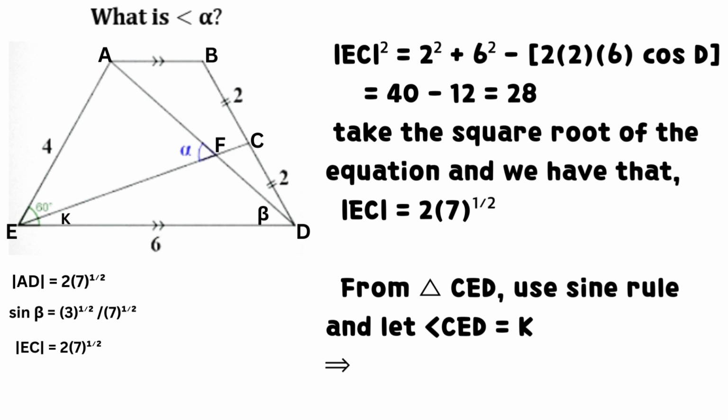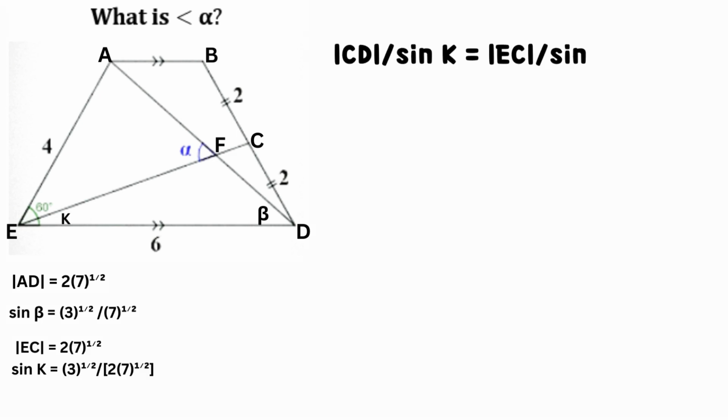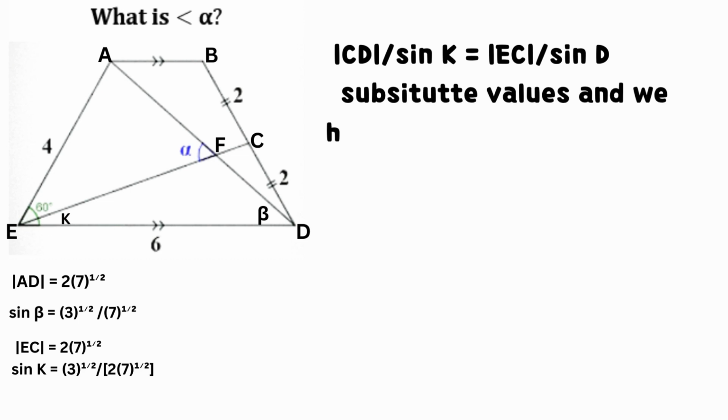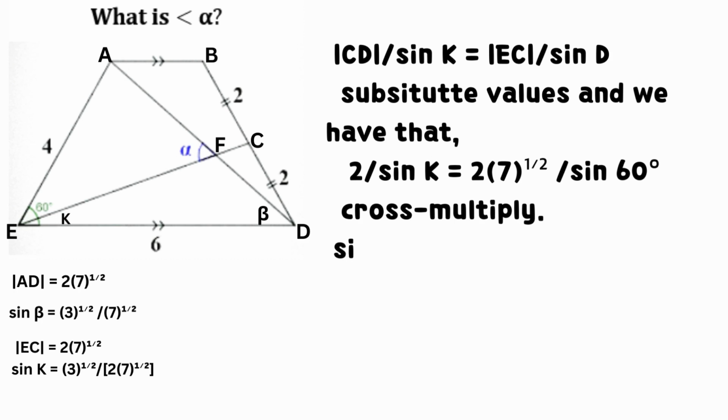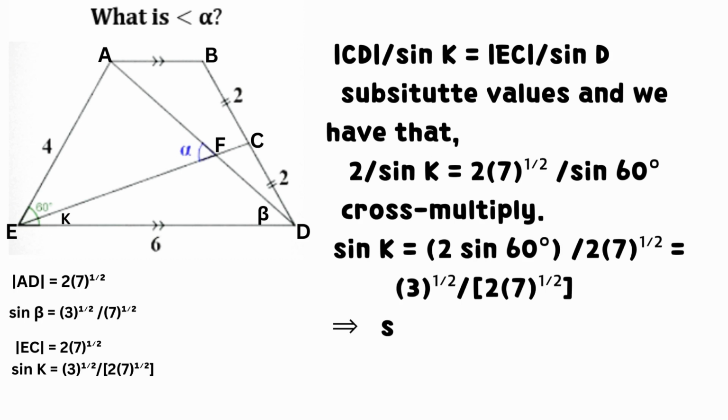From triangle CED, use sine rule and let angle CED equal K. Line CD divided by sine K equals line EC divided by sine D. Substitute values, and we have that 2 divided by sine K equals 2 times the square root of 7 divided by sine 60 degrees. Cross multiply and solve for sine K. Thus, sine K equals the square root of 3 divided by 2 times the square root of 7.